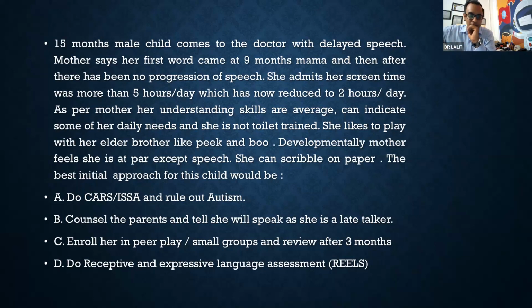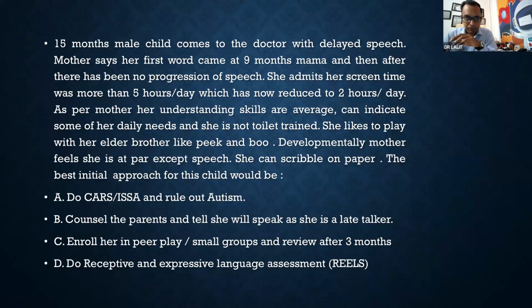See, the thing is, it's a 15-month-old child with a development. So here the most important things are a 15-month-old child with delayed speech. Right now, she's only at the level of mama. Nothing else, there has been no progression. Another important thing here is she was at 5 hours daily, but now it has been reduced to 2 hours. In spite of that, there has been no progression of speech.